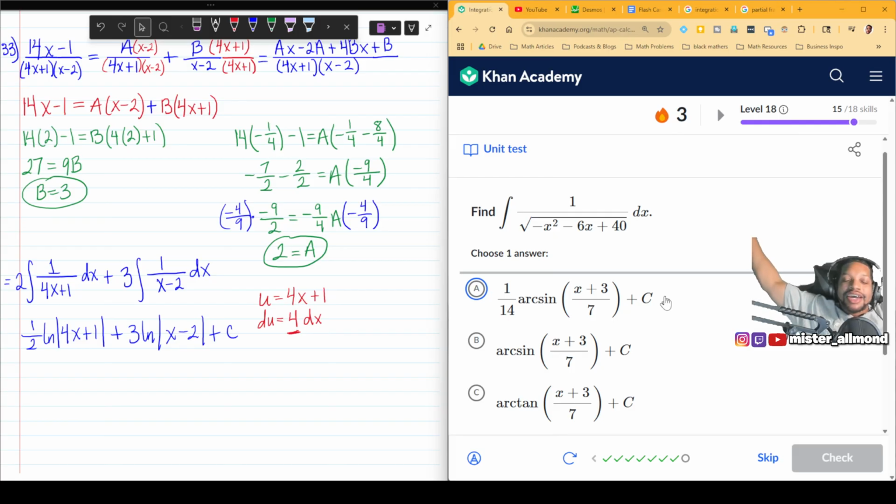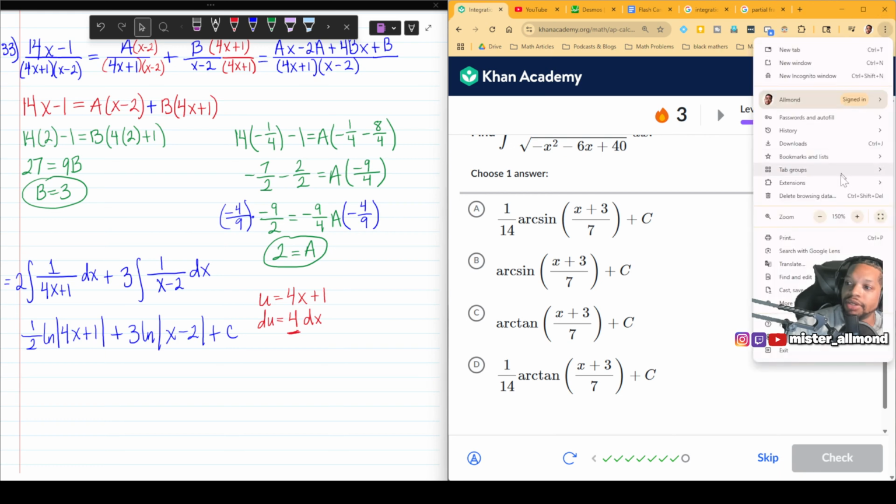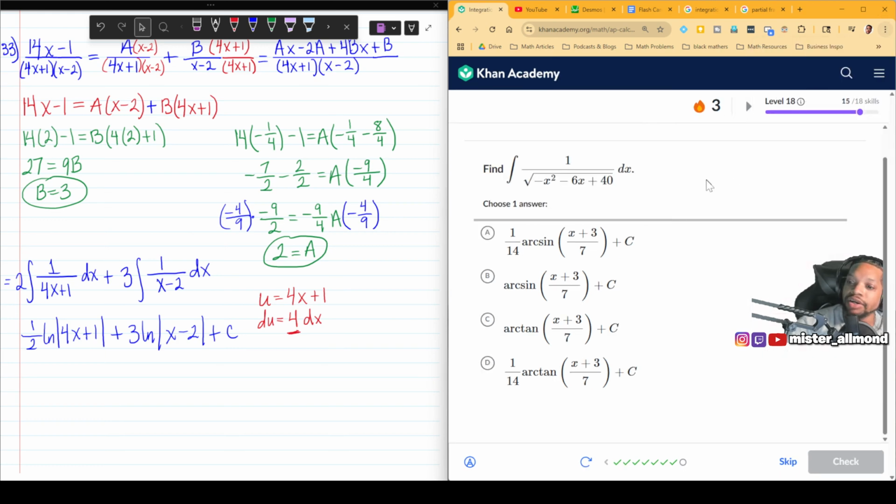I practiced these the other day. I already know how to do this one. Let's go. I low-key can probably do this without work. I'm not going to do it, but I'm going to make a prediction. Let me zoom out a little bit. This is the finale right here, y'all, and then I'm logging off.